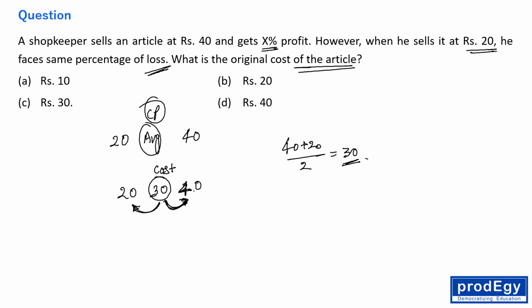So when the article is sold at rupees 40, there is a profit of 10 rupees. And when the article is sold for rupees 20, there is a loss of 10 rupees. So obviously the cost of the article is rupees 30. Because 30 is equidistant from both numbers 20 and 40, the equidistant number is the average, or arithmetic mean, of the two numbers. So the answer is 30. Everybody fine? Let's move to another one.